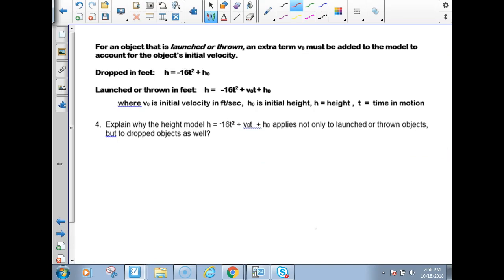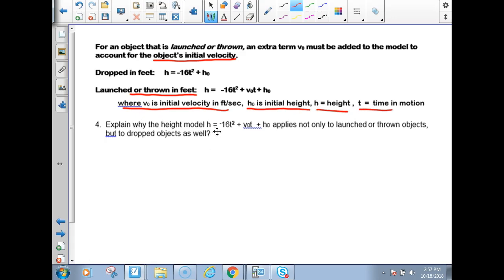Now our objects. For an object that is launched or thrown, like a rocket launched, an extra term v sub 0 must be added, which stands for the object's initial velocity, the amount of speed that got put on that object. It is not a constant rate of change. It will decelerate as it falls. So we have a dropped equation, and a launched or thrown equation, which adds in the initial velocity. You have h sub 0, initial height, h for your height, and t for your time.